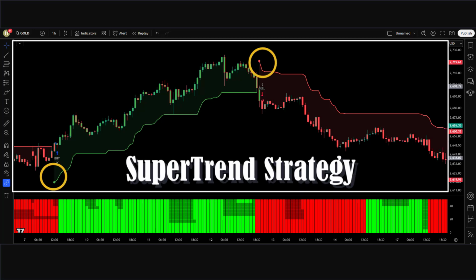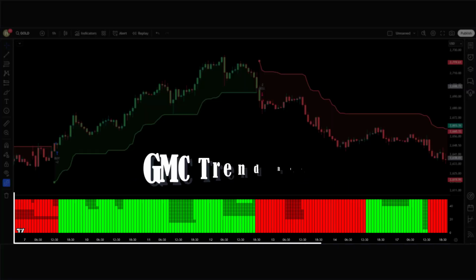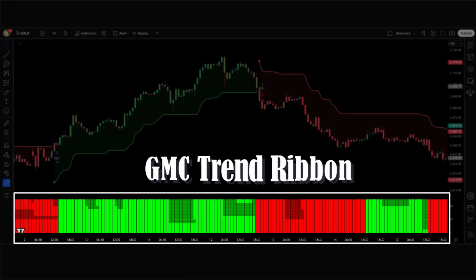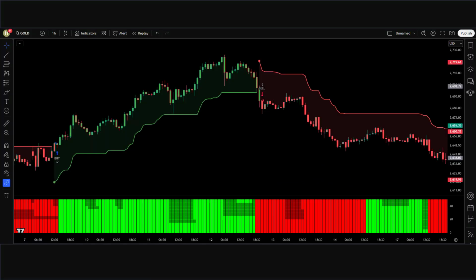The buy-sell signal indicator that we see in the chart is called SuperTrend Strategy. And the bottom indicator that we can see in the chart is called GMC Trend Ribbon. Now let's understand the concept where we will take buy and sell trades based on their conditions.